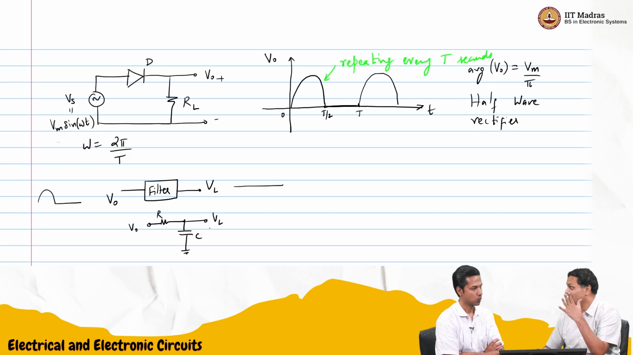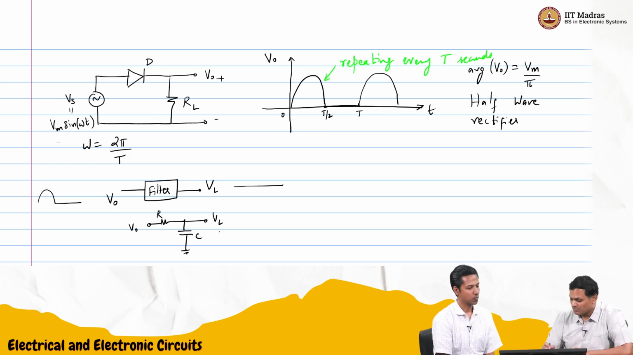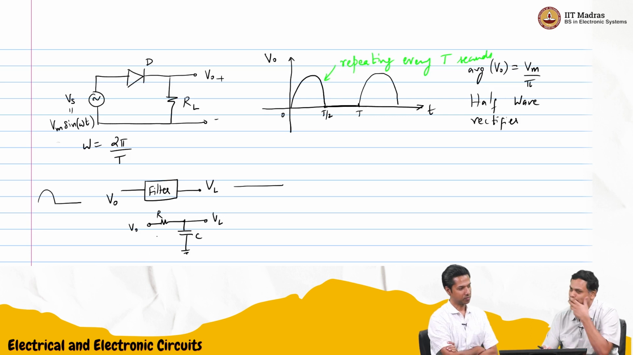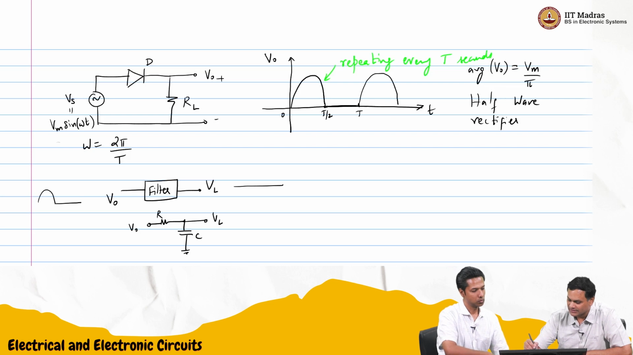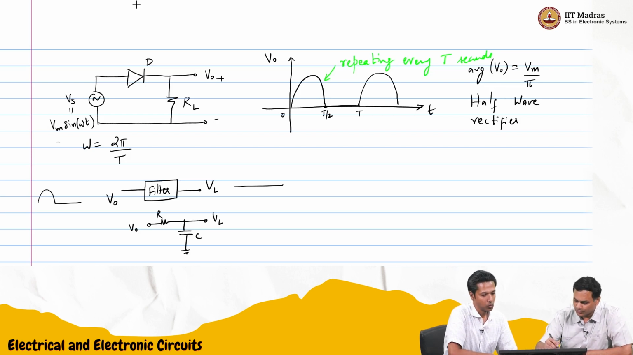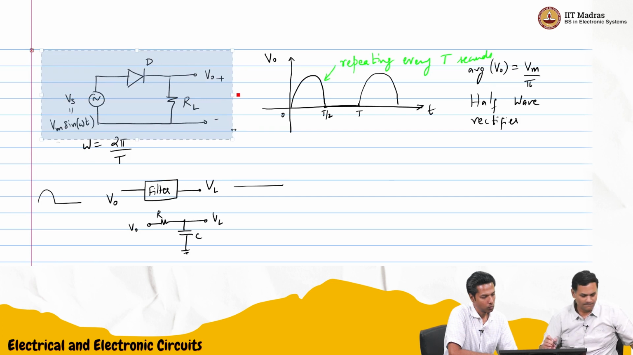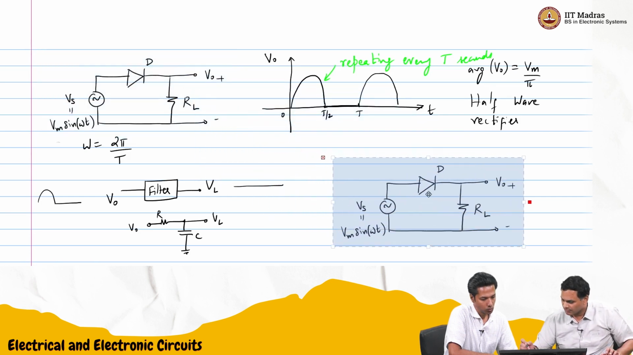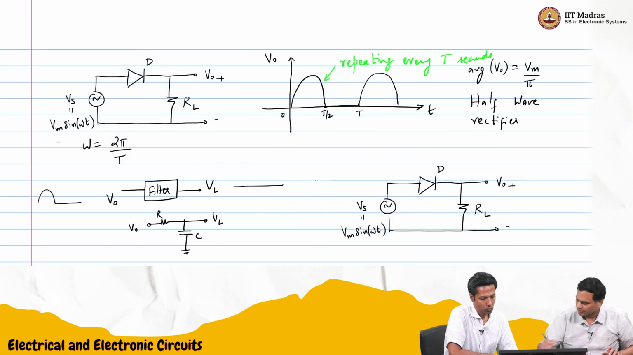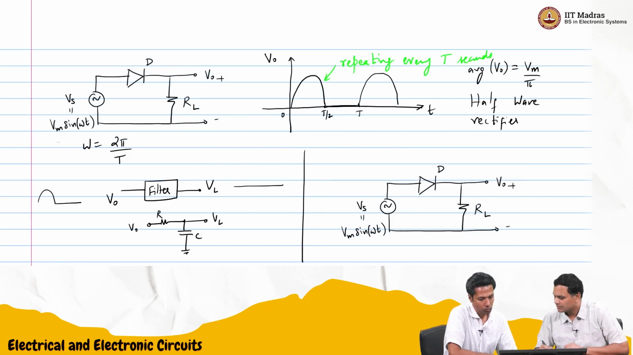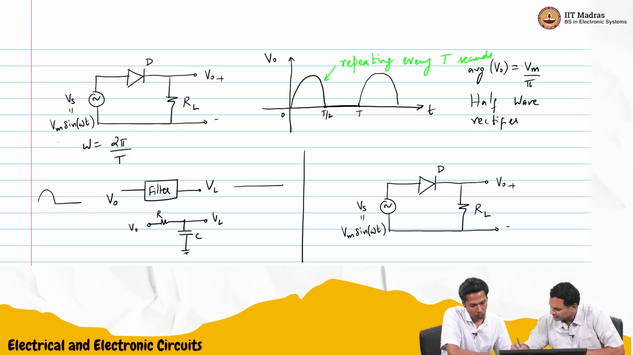But you are suggesting something even better, because the problem is I don't know where to connect RL. RL will still be here. Okay, what you are suggesting is even better, I think. Let us see. So you are saying just connect a capacitor across RL.